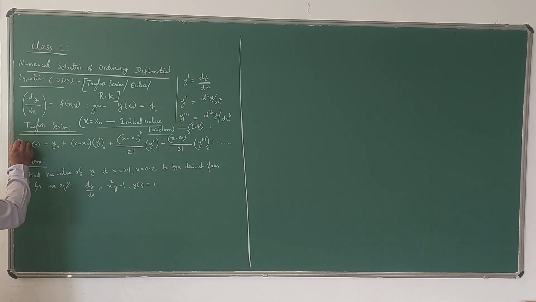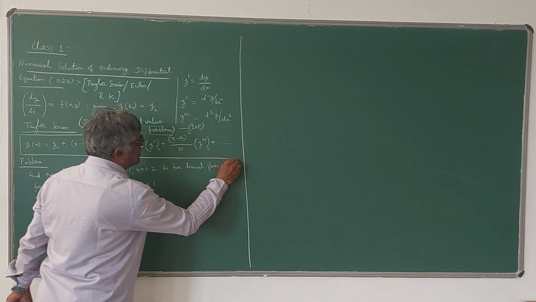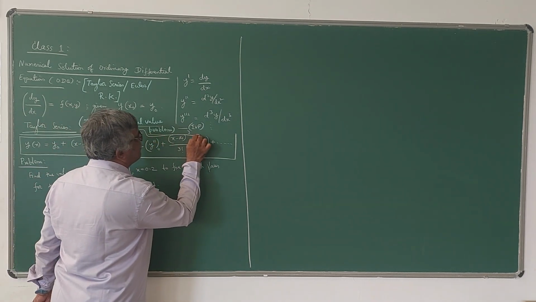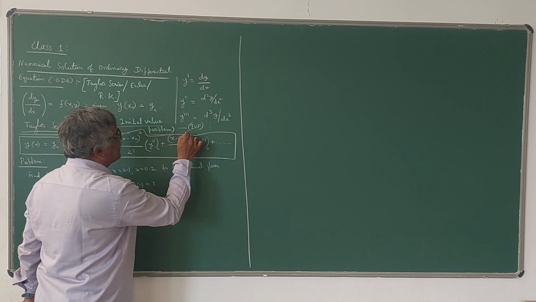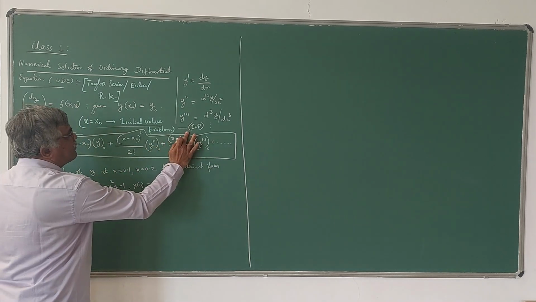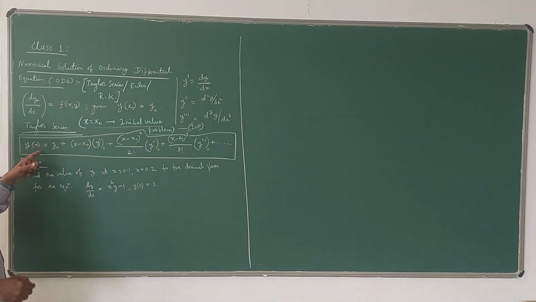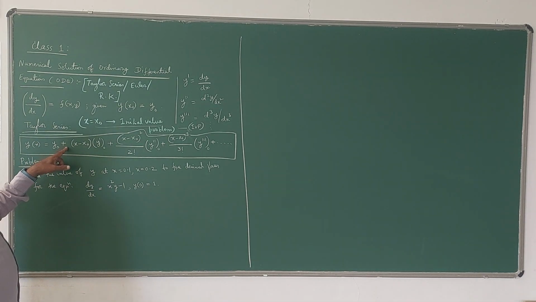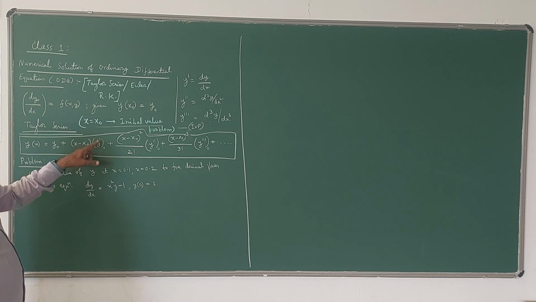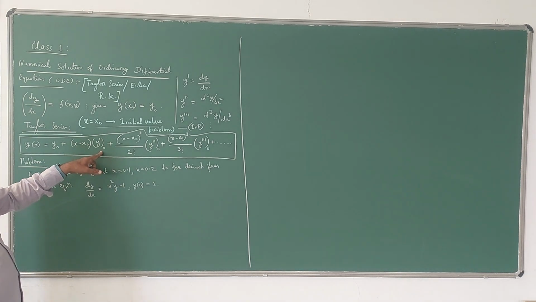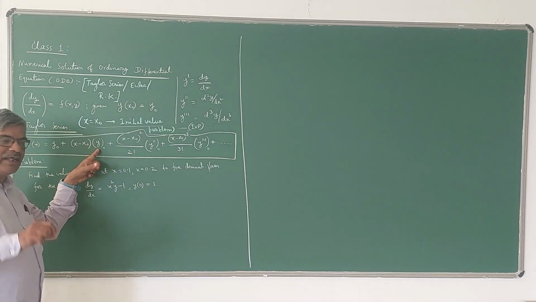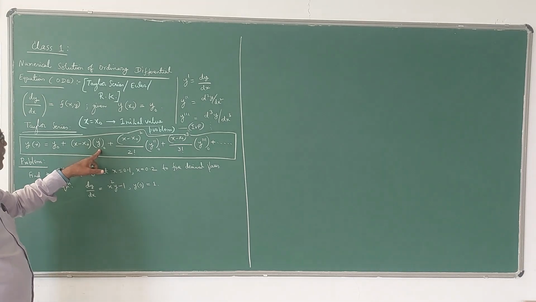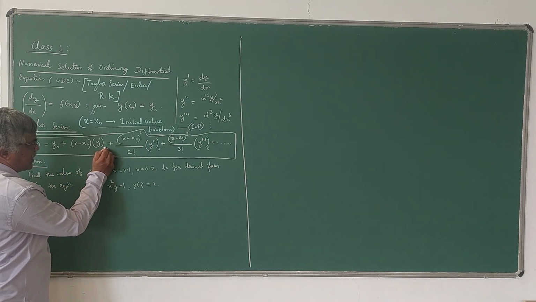This is the Taylor series. We have to remember this Taylor series. The Taylor series states like this: a function y of x is equal to y naught, that is the initial value of y at x is equal to x naught, plus x minus x naught into y dash naught. So y dash naught is the value of dy by dx, the y dash, at x is equal to x naught. This 0 stands for x is equal to x naught.